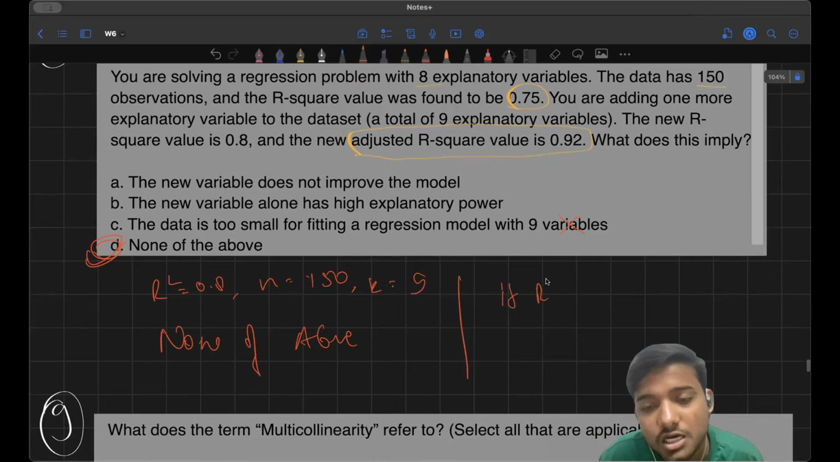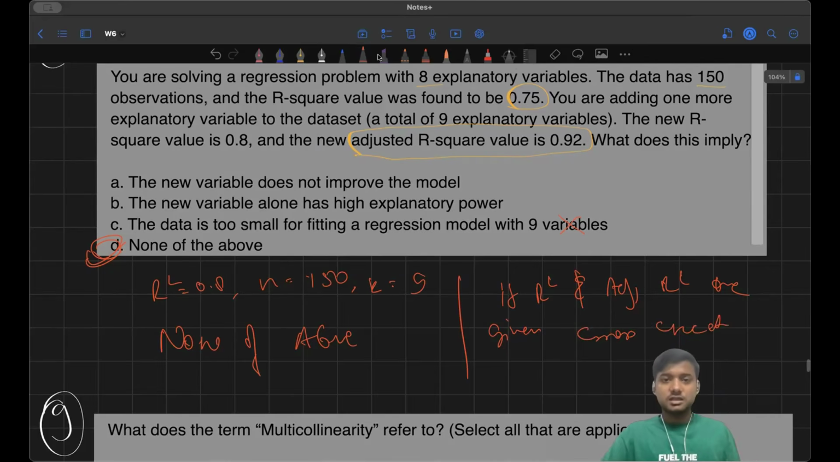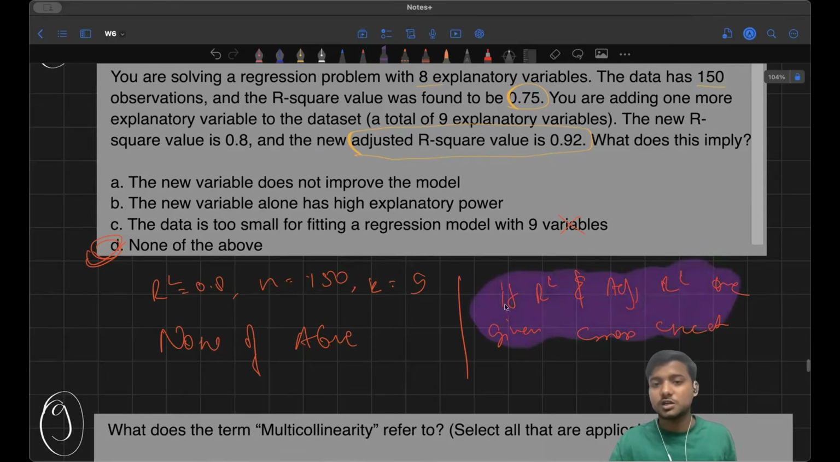If R square and adjusted R square are both given, cross check. If in this case, let's say they only told you that you added one variable and skipped the information that R square was 0.8, and they only told adjusted R square is 0.92, then what do we do? In that case, you will calculate the old model's adjusted R square. Basically, R square was 0.75, k was 8. You calculate that adjusted R square and then you can directly compare.